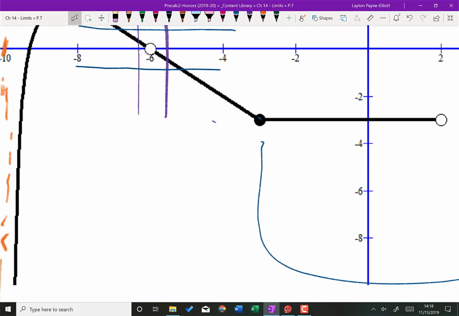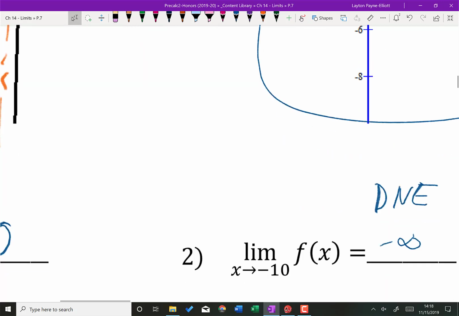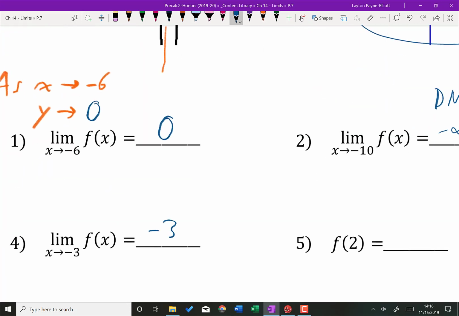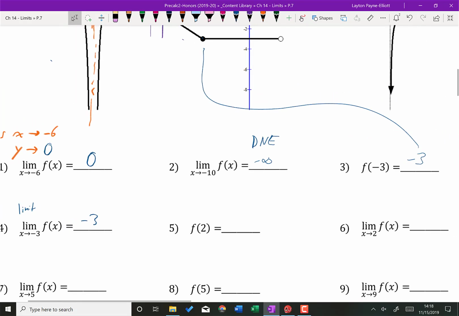What do you think that is? It is also negative 3. It is very common, obviously, for the limit and the ordered pair to be the same thing. So that is a case where not only is the limit negative 3, the value is negative 3. So we're going to refer to this as the limit, and we're going to refer to this as the function value. And we'll be shorthanding by saying those a few times.